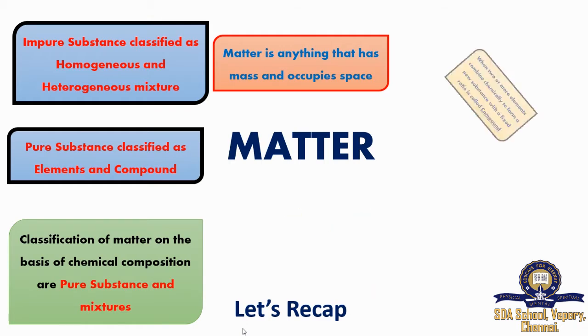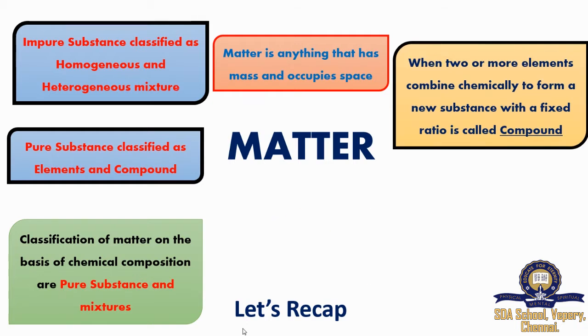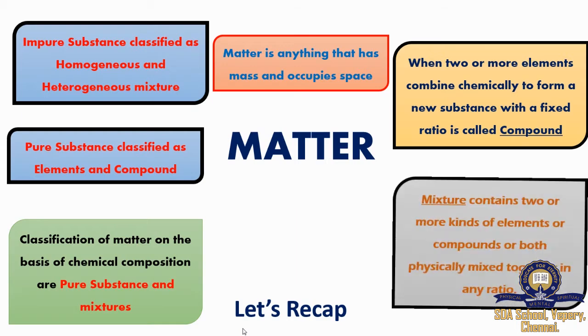What is a compound? When two or more elements combine chemically to form a new substance with a fixed ratio, it is known as a compound. Can we define mixtures? A mixture contains two or more kinds of elements or compounds or both, physically mixed together in any ratio. I hope you all are clear with the subtopics dealt with in the previous video.